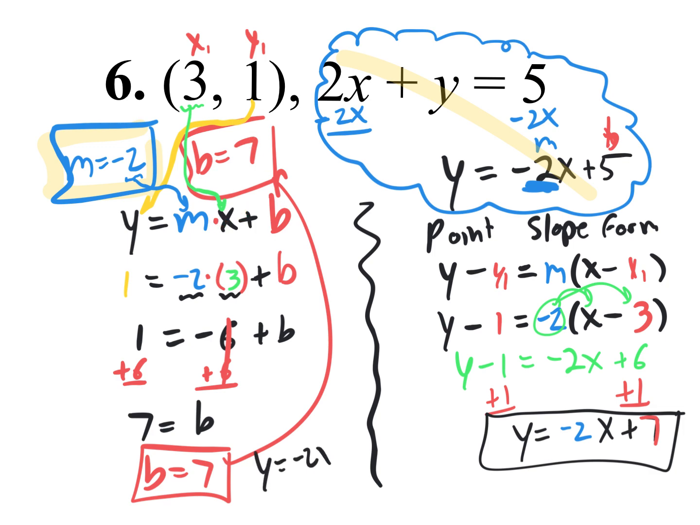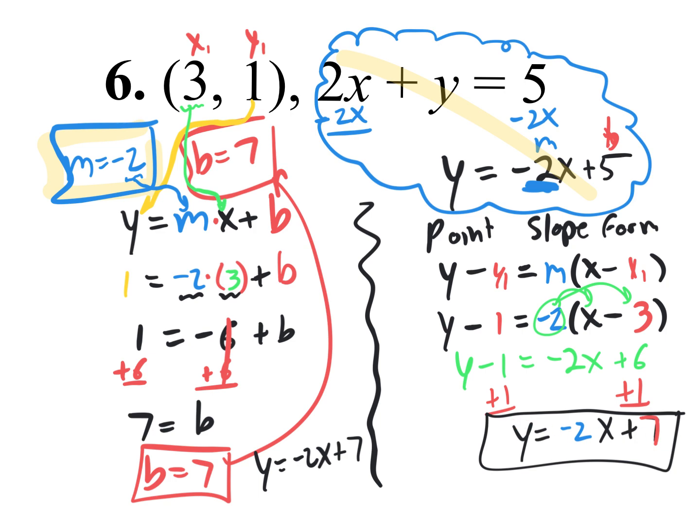Y equals -2x plus 7, which obviously is the same thing that we got over here. I don't know about you guys, for me, I see the point and I see the slope. I'm like, point-slope form. I have a point, I have a slope, I'm going to go for point-slope form. And then after that, it's just a question of distributive property and moving things around to make it in y equals mx plus b form.